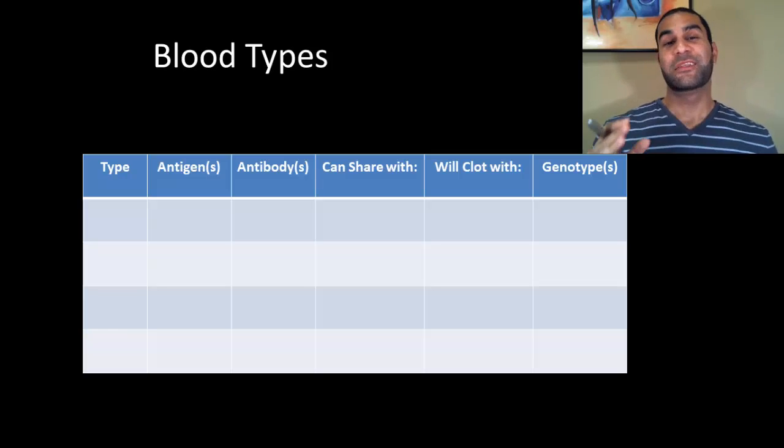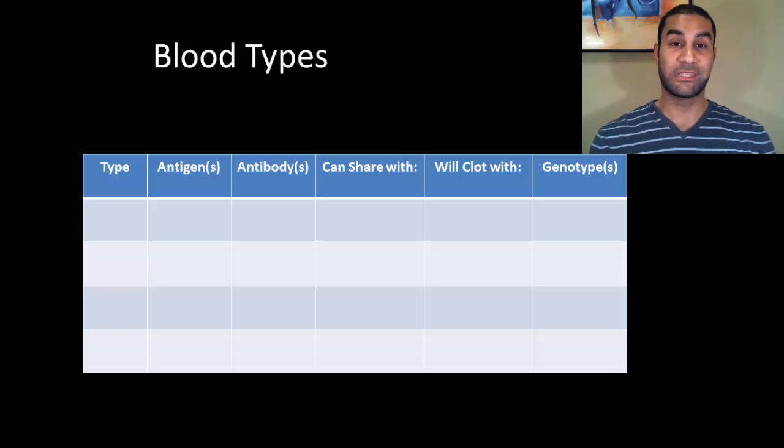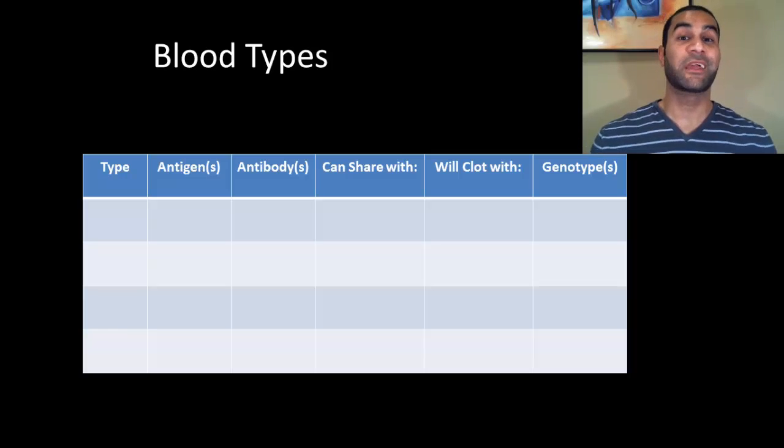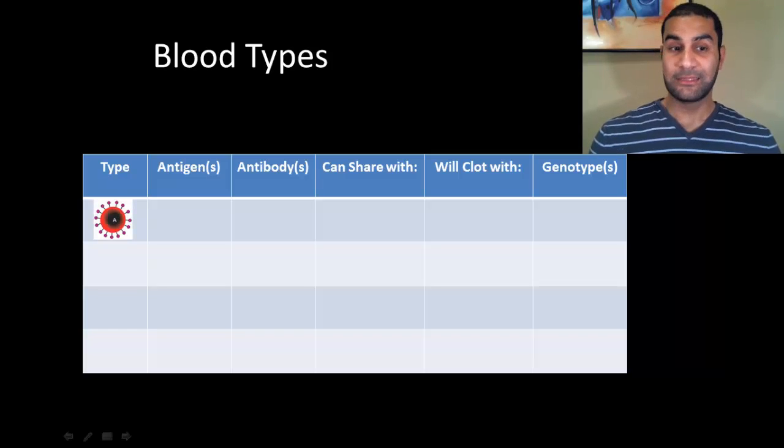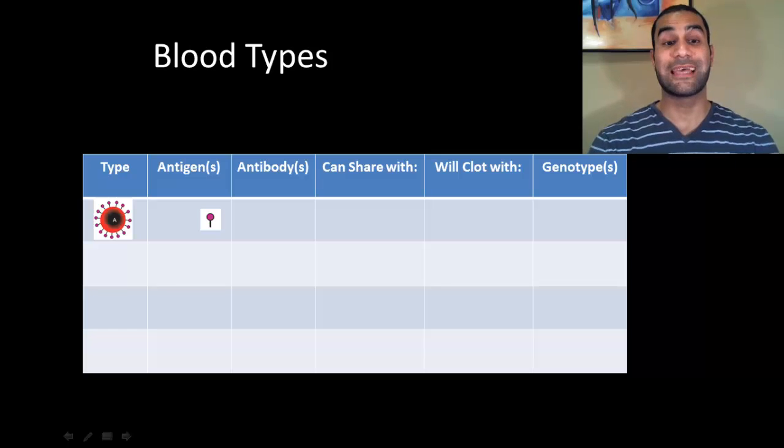In this case, there are different categories of marker proteins on a human red blood cell, and depending on which combinations of these proteins you have, that determines your blood type. For example, the first blood type is what we call type A. This individual has the A marker protein. We also refer to this as an antigen.